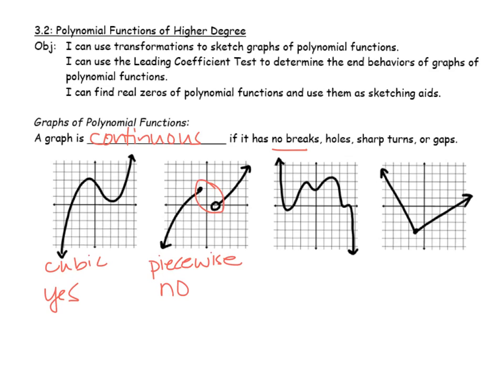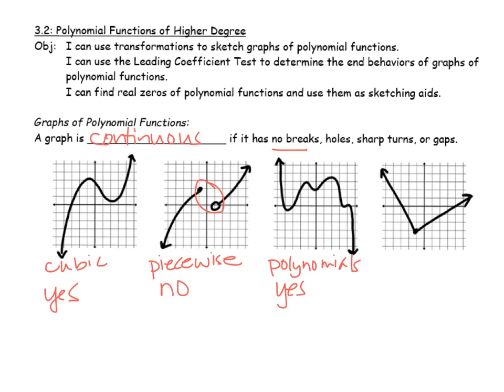Now the next graph is just some random polynomial. We're not even exactly sure how many zeros it could possibly have. So we'll just call this one a polynomial. There are curves from left to right. It has several maximums, a couple of minimums, but there are no breaks in the graph. Therefore, yes, this one is continuous.